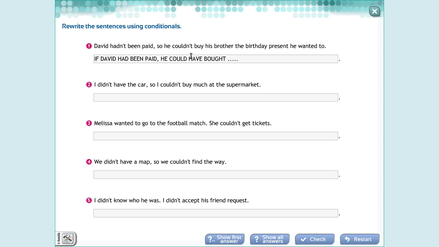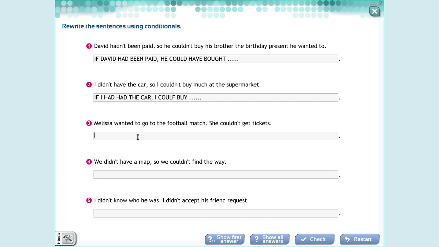I didn't have the car, so I couldn't buy much at the supermarket. So I have a past condition of a present result. So how can I say past perfect? If I had the car, third conditional, and now I use the second. I could buy much at the supermarket.